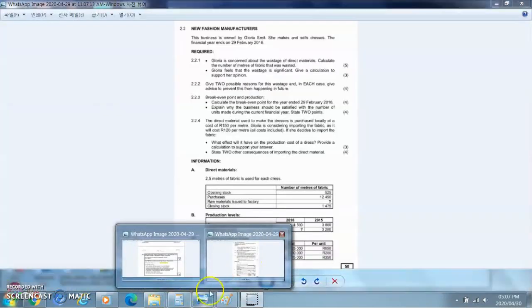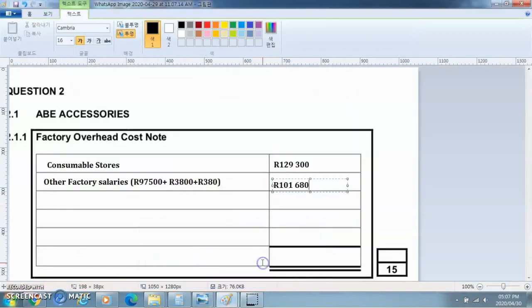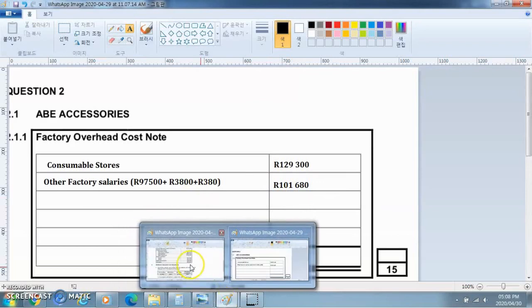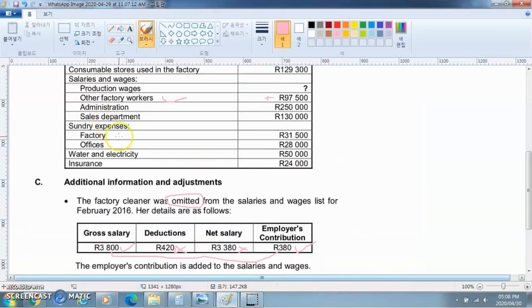Okay, let's continue where we left off. Now we are done with the other factory salaries, which was 101,680. So the next step now is to go back to the information. We have done this. The next step now is the sundry expenses. We have sundry expenses, which is factory, and the factory is for 31,500. So there's no other additional information regarding the sundry expenses. So we're just going to put it as it is.